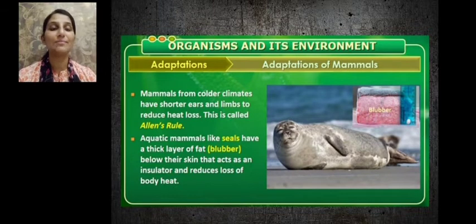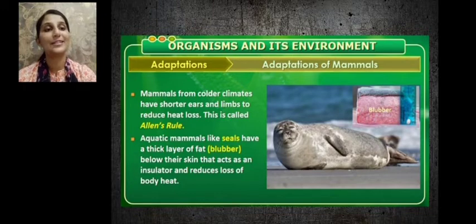Aquatic mammals like seals have a thick layer of fat beneath their skin, and this is called blubber. Blubber beneath the skin acts as an insulator and reduces loss of body heat. And this is how mammals are able to adapt to colder regions by Allen's rule and the presence of blubber.